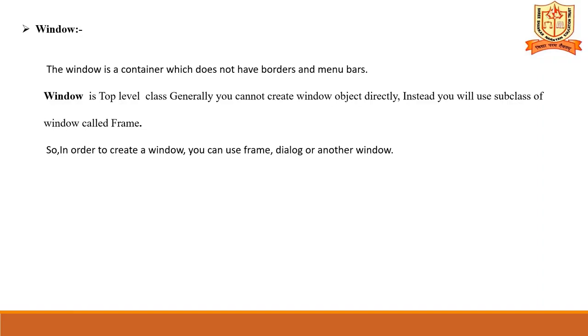This window is a container which does not have borders or menu bars. Window is a top level class. Generally, you cannot create a window object directly. Instead, you will use a subclass of window called frame. So, in order to create a window, you can use frame, dialog or another window. I think it is clear what a window is.